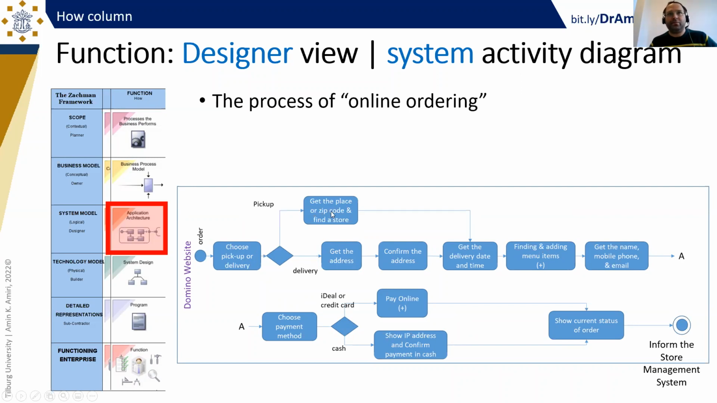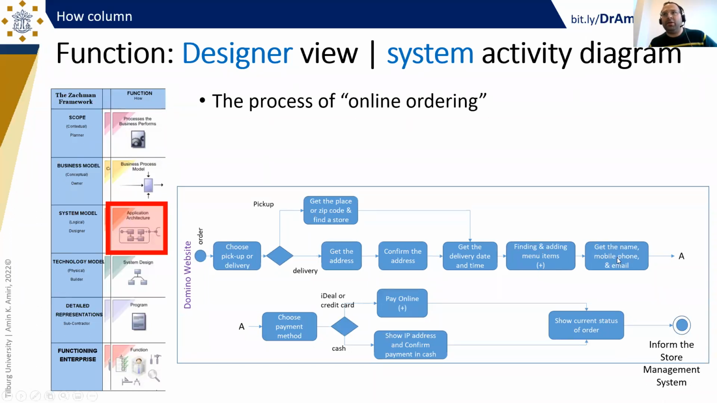So here you need to choose the store by providing your zip code, so that it can find the closest store. But for delivery, you need to provide your address, confirm it, and then get a delivery date and time. You get that for both of these. And then you need to find and add menu items. I put a plus here. That means it itself has another activity diagram.